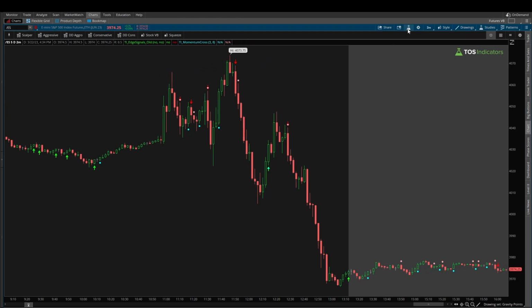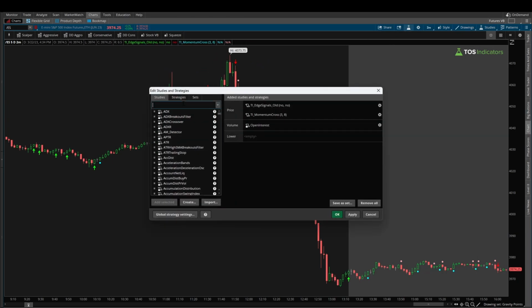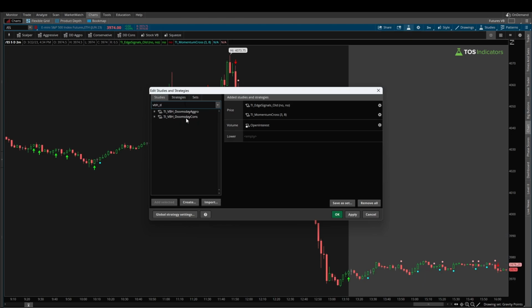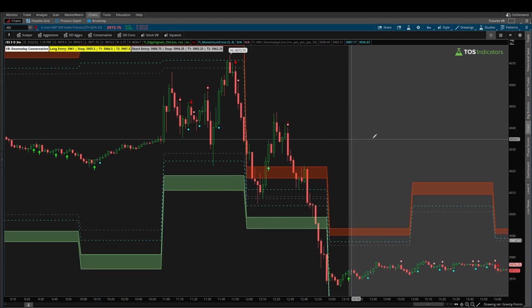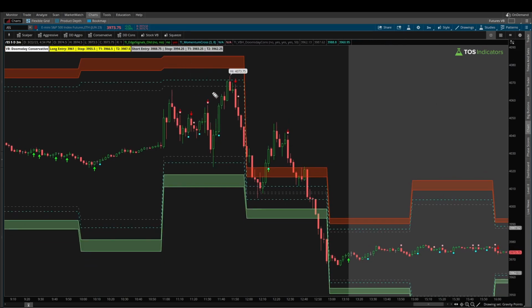Now, the reason we know that this level may not necessarily hold is the volatility box models. Price action tells us, at least in the S&P 500, that we're now approaching our doomsday conservative volatility box levels, and we've even tagged the sign entry line. This is typical of our FOMC volatility, where we break outside of the scalper, the aggressive, the doomsday aggressive, and even the conservative, and we finally end up on the doomsday conservative models.